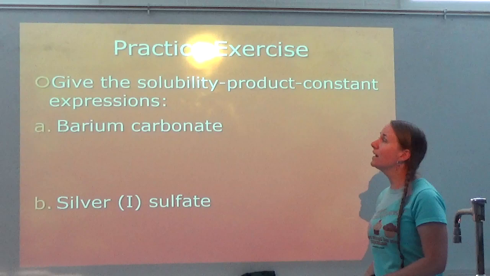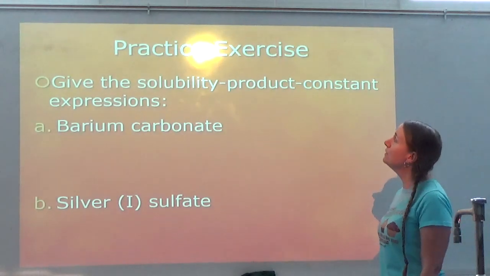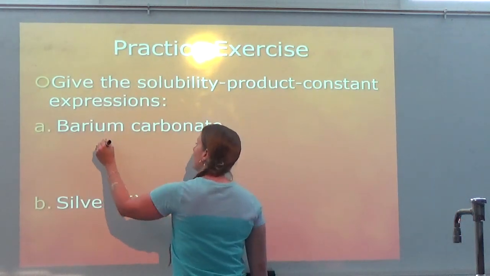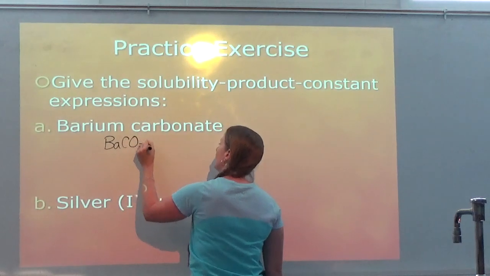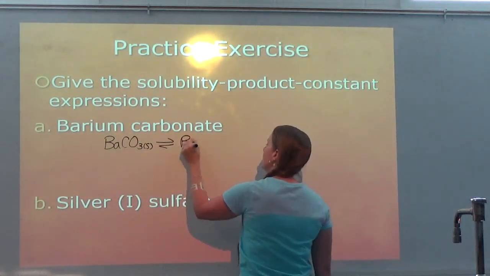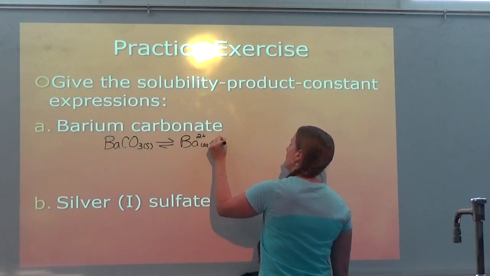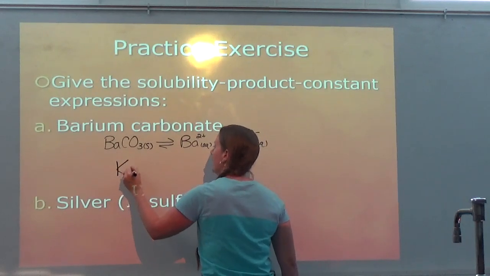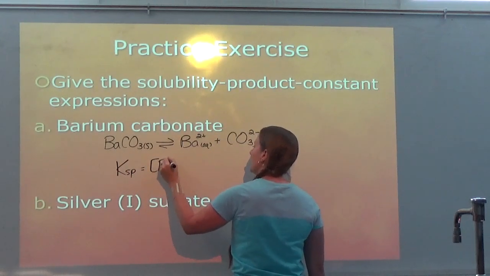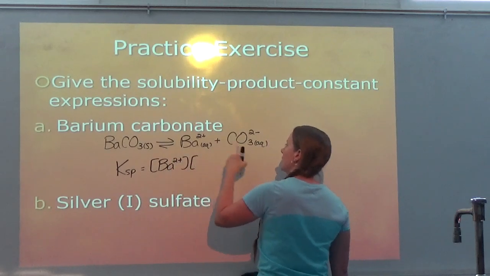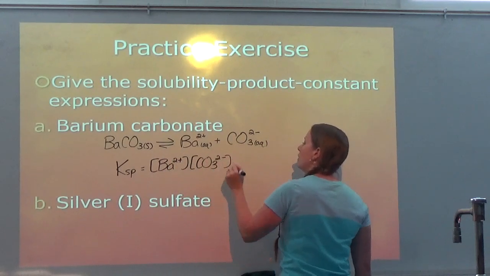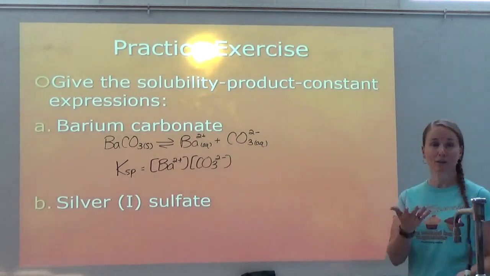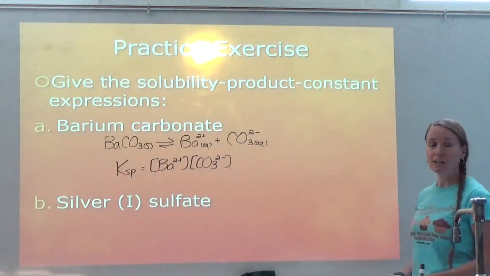I'll assume you paused it and tried it, and we'll look at it together. So it says, give the solubility product constant expression for barium carbonate. Okay, so barium carbonate is this right here. It's going to be a solid. It's going to break into its ions. So when I write my Ksp, I just do products, which is the barium ion and the carbonate ion, over reactants, but I don't need to because it's a pure solid. Remember, pure solids and liquids like water don't go in your K expression.